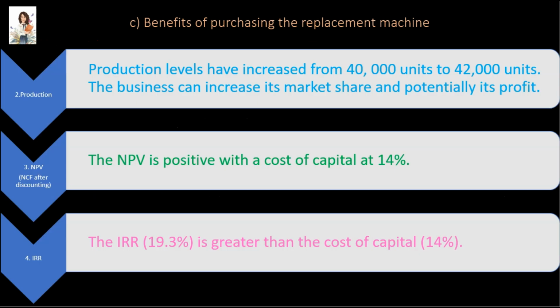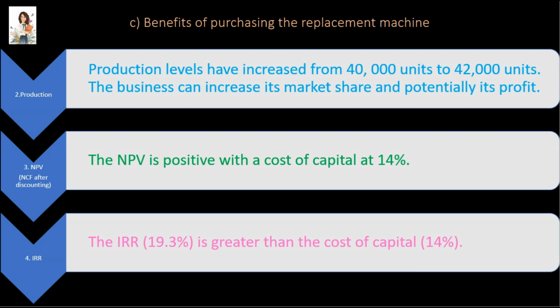The second benefit is that due to the replacement machine, the production has increased from 40,000 units to 42,000 units. This means that LH Limited has increased its market share and the company can also enjoy greater economies of scale and potentially increase its profit.